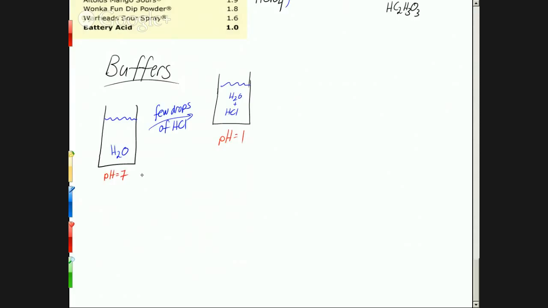Similarly, if we add a few drops of a base like sodium hydroxide, a strong base, that pH shoots up immediately to like 13, 14. All right, so pure water, neutral things in general like this, pure substances like this, don't resist a change in pH. They just change. You put a little bit of acid in, suddenly it's all acid. You put a little base in, suddenly it's all basic. Buffers have a slightly different behavior.